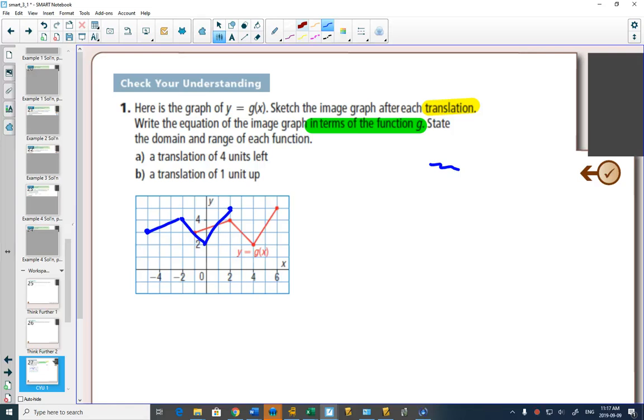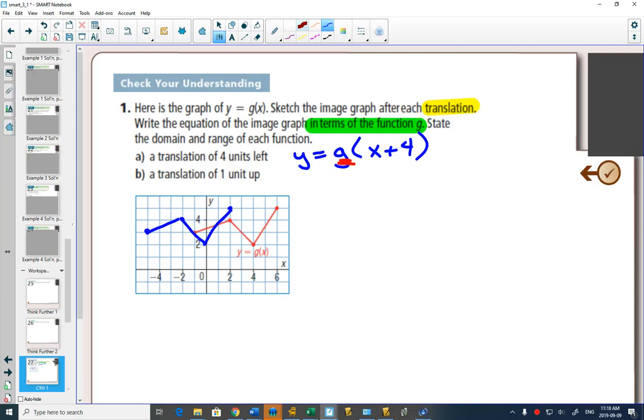The equation in terms of the function g. Well, if we're moving something left and right, it's going to be inside the function. My new graph here in blue, y equals, in terms of the function g, my function g has been moved 4 to the left. That shows up by writing g of x plus 4. When it says in terms of the function g, that means on the right-hand side of your equation, you need to have the function g. It needs to be there.